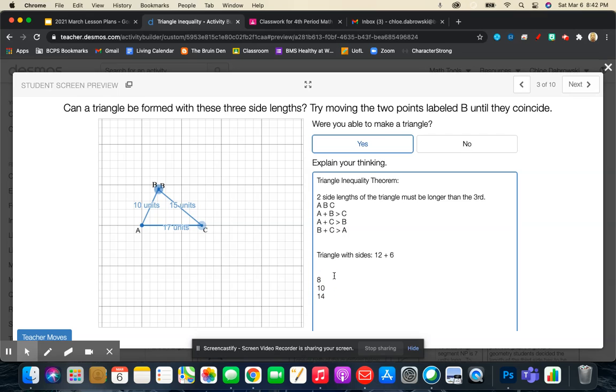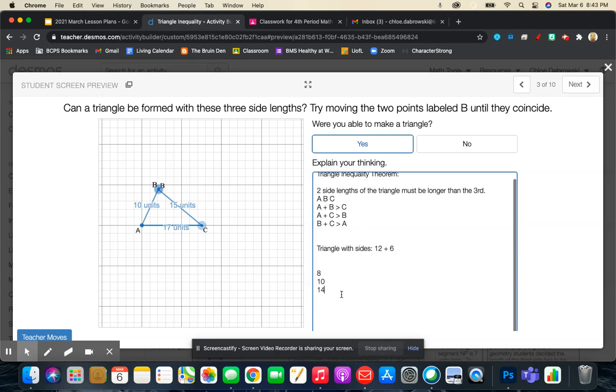Let's try it out with 8. 8 plus 12 is 20. 20 is greater than 6. That's true. 12 plus 6 is 18. That's larger than 8. That works. 8 plus 6 is 14. That's bigger than 12. Again, once you find your automatically minimum amount, then we already know 10 and 14 are going to work as well.